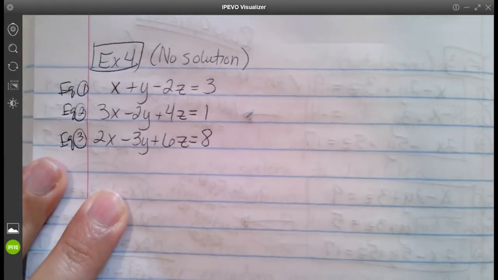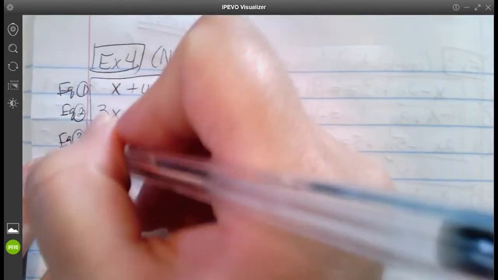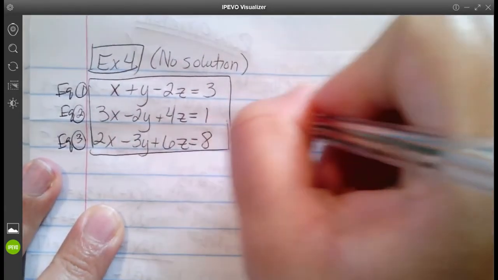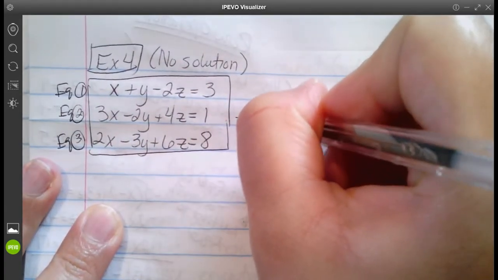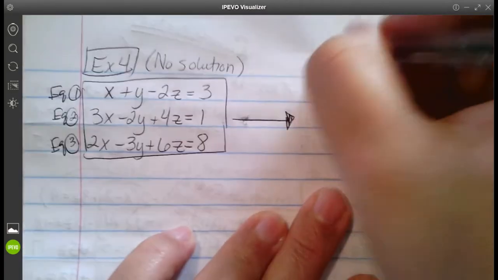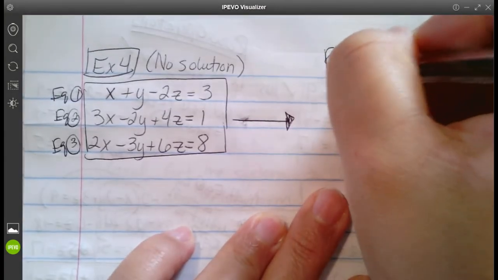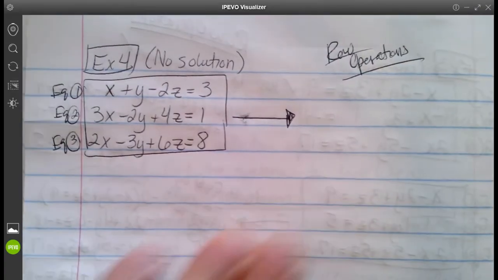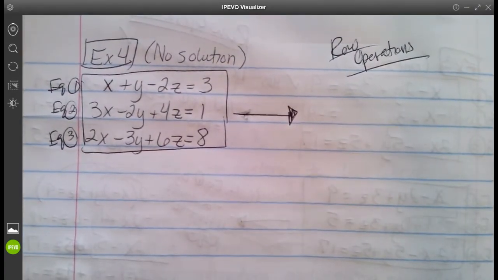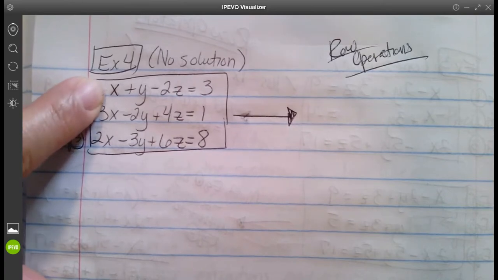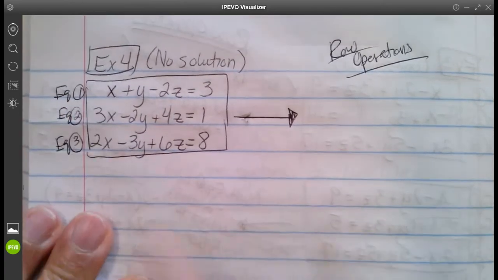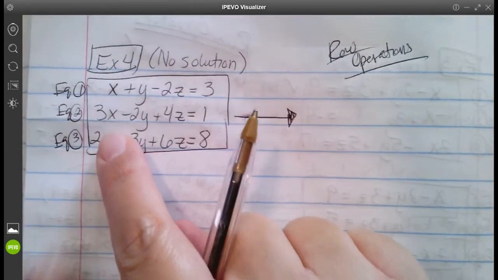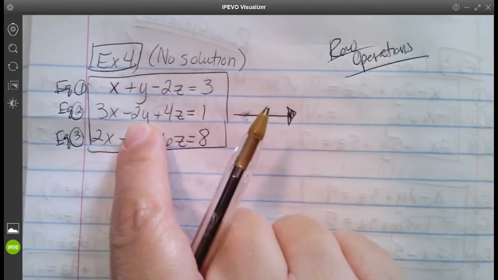So again, equation 1, 2, 3. I'm going to box it up. This is the one we're using right now. Let's see what row operation we want to do first. We'll put our row operations over here. It looks like we already have our first equation with the leading coefficient of 1, so we're going to leave equation 1 as is. I'm going to try to get rid of the second equation.